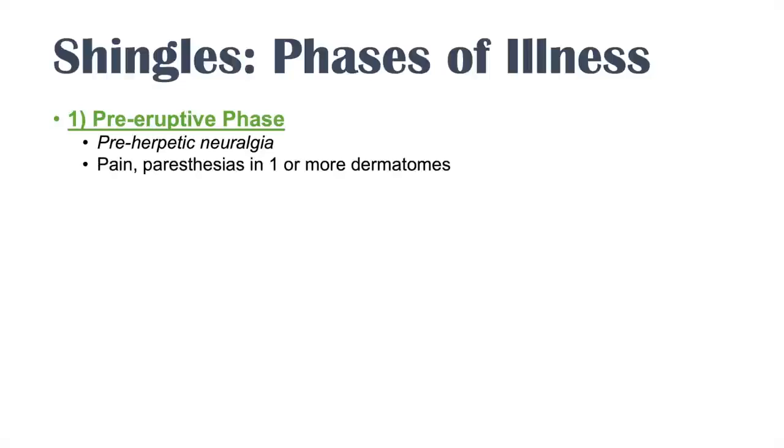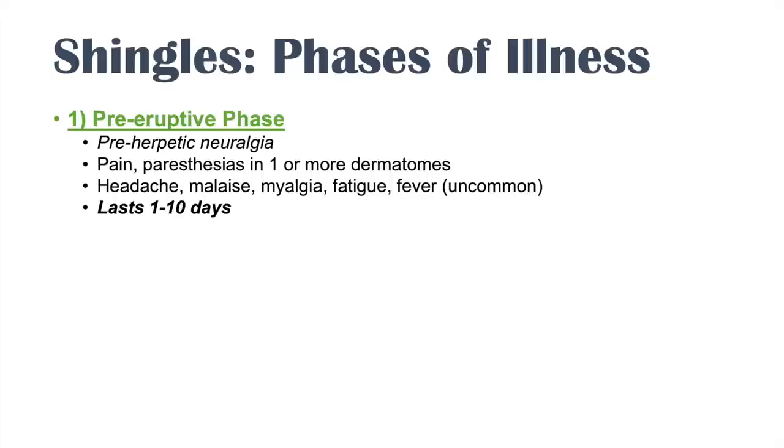So shingles has three phases of illness. The first one is what we call pre-eruptive phase. Pre-eruptive phase is also what we call pre-herpetic neuralgia, because there is neuralgia, there is nerve pain prior to the eruption of herpetiform vesicles. The pain is generally severe, and we can see what we call paresthesias as well, numbness, tingling sensations in the area, usually in one or more dermatomes. The pre-eruptive phase is associated with other systemic symptoms like headache, malaise, myalgia, fatigue, and uncommonly fever. This phase generally lasts 1 to 10 days.